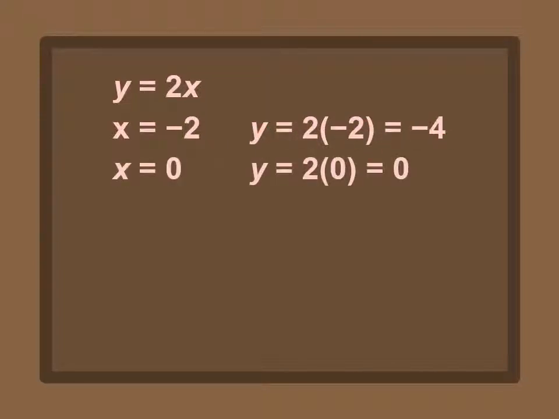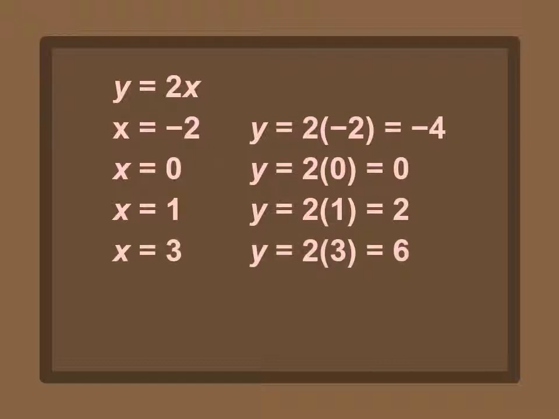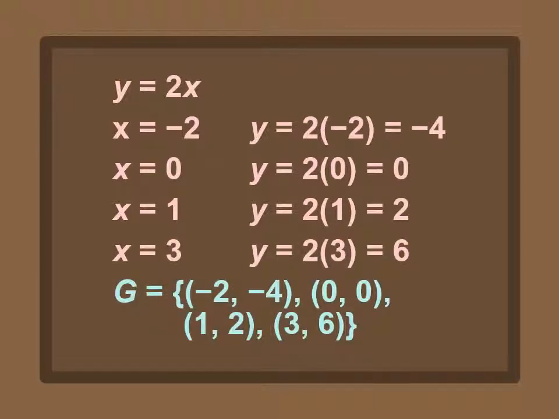Okay, so when x is 0, y is 0. When x is 1, y is 2. When x is 3, y is 6. Okay, so now we can get our relation. Okay, so this is relation G. So we're going to say G equals, because it's relation G. We're going to go ahead and put our set brackets because the relation is a set. And now we write our ordered pairs.